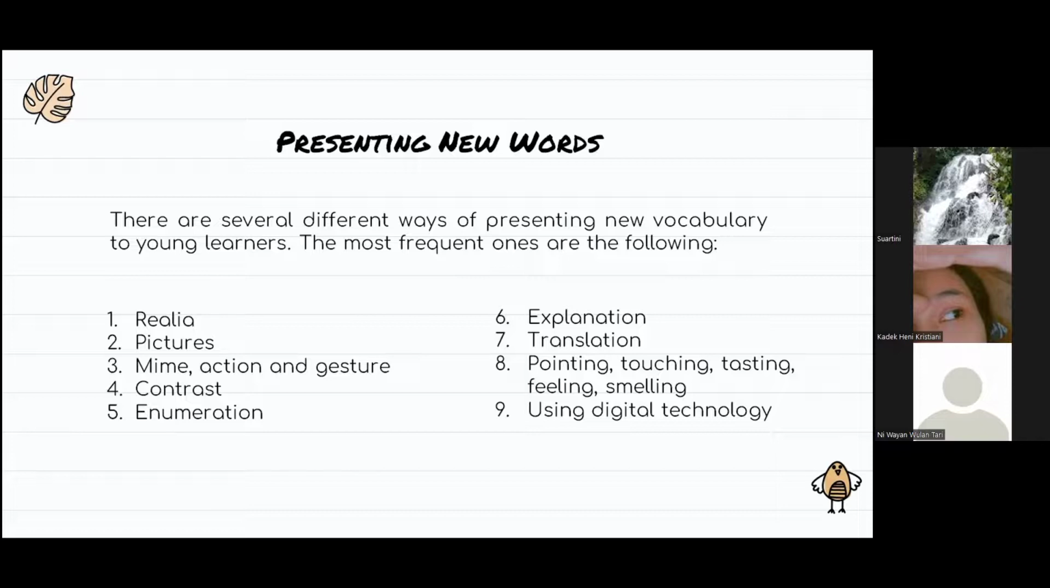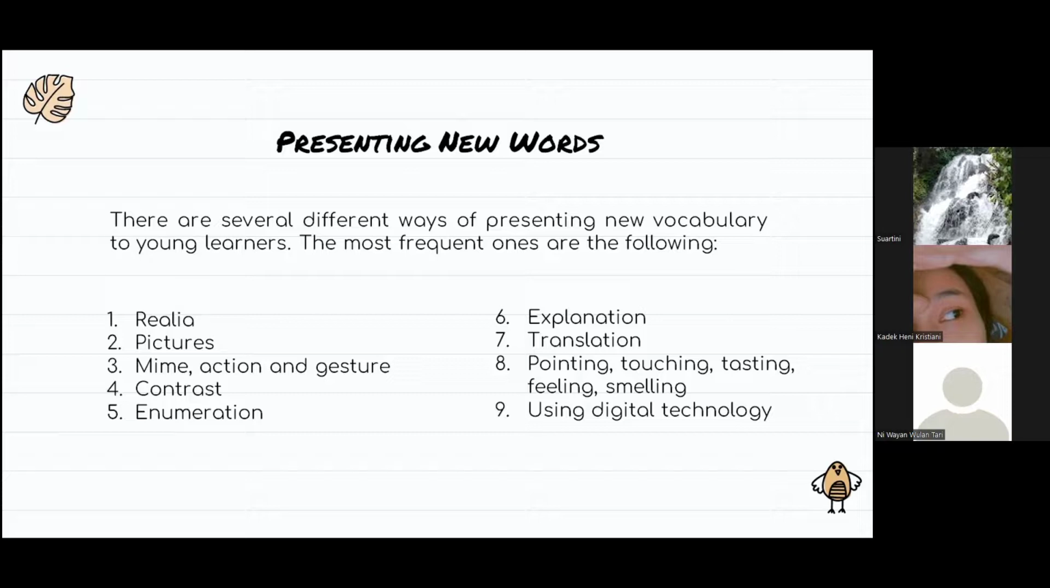Action is probably better explained by mime, especially with young learners. Contrast. Contrast means presenting the meaning of a word by contrasting it with its opposite. For example, empty, full, cold, hot, big, small. It can be carried out verbally, but also with the help of pictures or miming by simply drawing attention to the contrast in meaning.